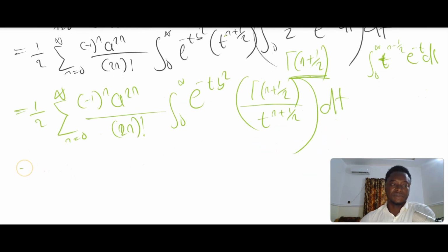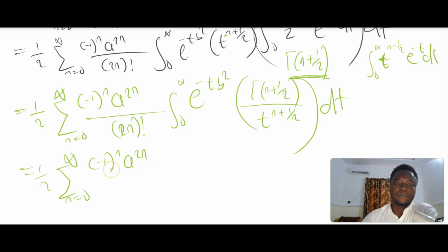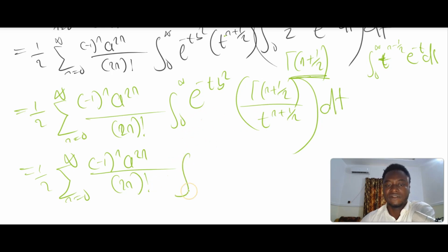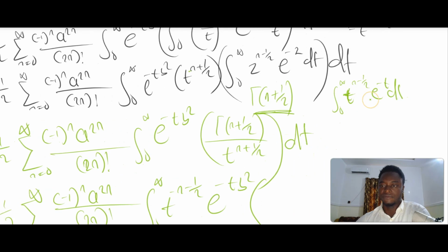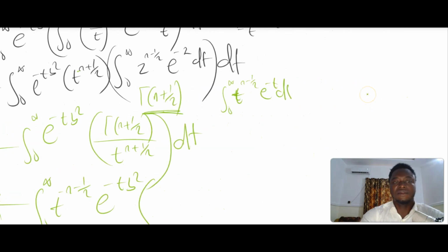So now this would be half times the sum, as n runs from 0 to infinity, of negative 1 to the n a to the 2n divided by 2n factorial. Then for this part, you have the integral from 0 to infinity of t to the negative n minus half, then you have e to the negative tb squared. But then gamma of n plus half is going to be the product of, let's see how we can simplify this. The question now is, let me zoom out and see.